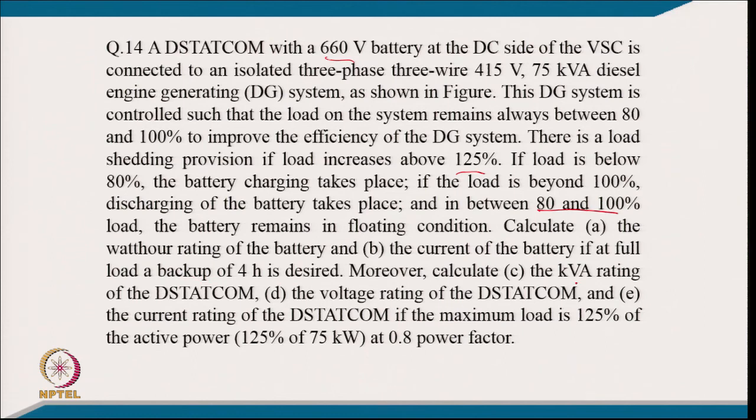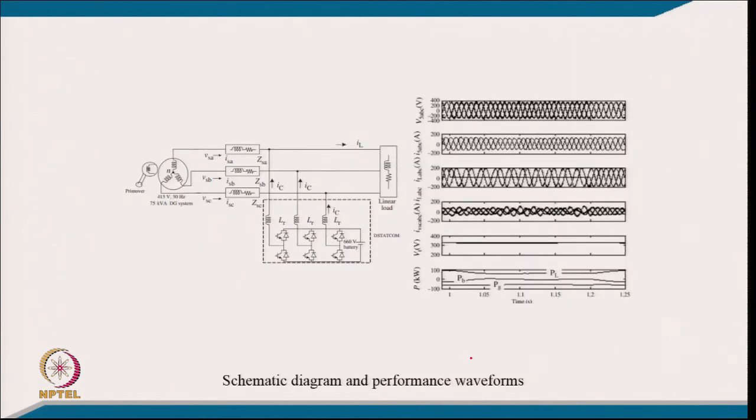Moreover, calculate the kVA rating of the STATCOM, voltage rating of the STATCOM, and current rating of the STATCOM if maximum load is 125% of active power, 125% of 75 kilowatt of the DG set at 0.8 lagging power factor. So, we have an isolated DG set which certainly has a source impedance, and we are putting the D-STATCOM along with the battery on the DC link energy storage, and we have a varying load here. So, the very purpose of D-STATCOM with battery is to provide load leveling on the DG set.